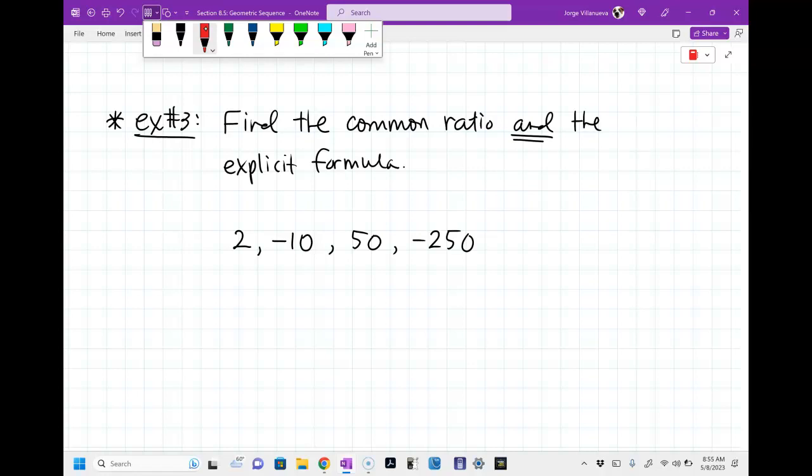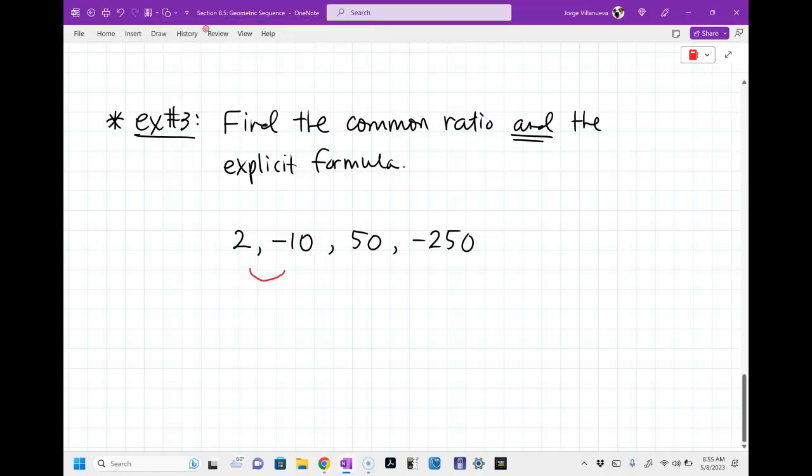A -5. So from here to here, it's -5 that you're multiplying by. From here to here, you're multiplying by -5. From here to here, you're multiplying by -5, right? So your r value is negative 5. And then they say, okay, give me the formula.